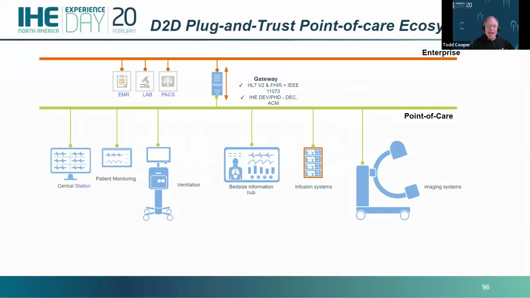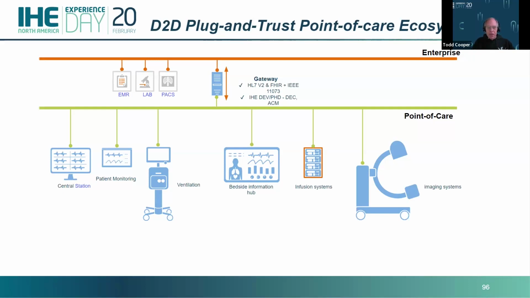So very quickly, this is what we're talking about for these standards, point of care. The green on the below part is really what we're focused on in this device-to-device plug and trust point of care ecosystem. We're very familiar with the enterprise integration, and as I show there, typically we have gateways. Today they're proprietary gateways, but they do use the IHE PCD profiles. So what we're looking at is gateways based on HL7 version 2 and FHIR, as well as the IHE PCD, DEC, and ACM profiles. Monroe will go into that more later.